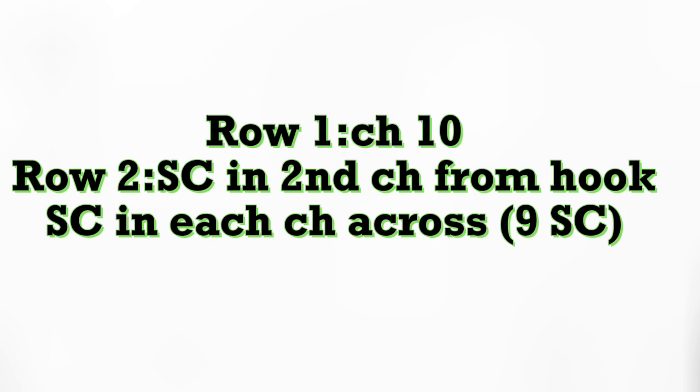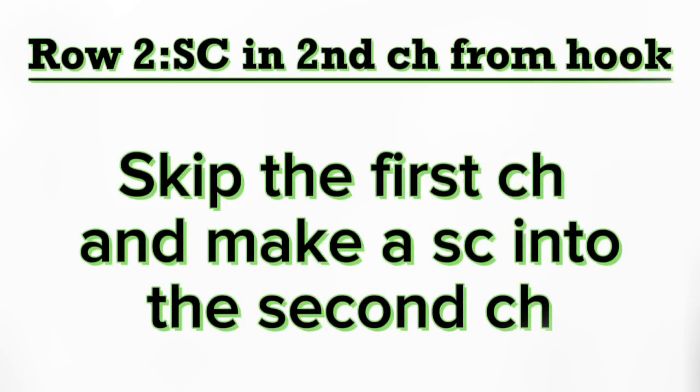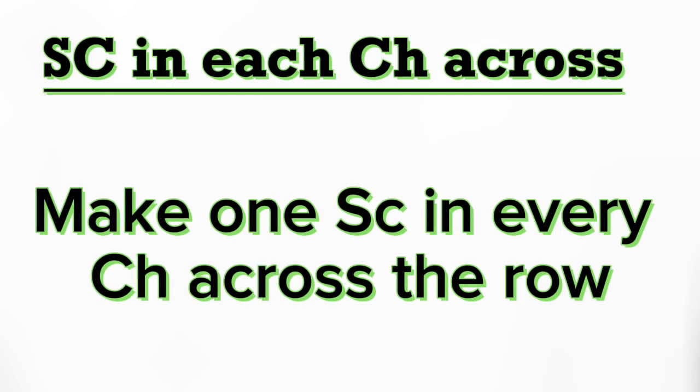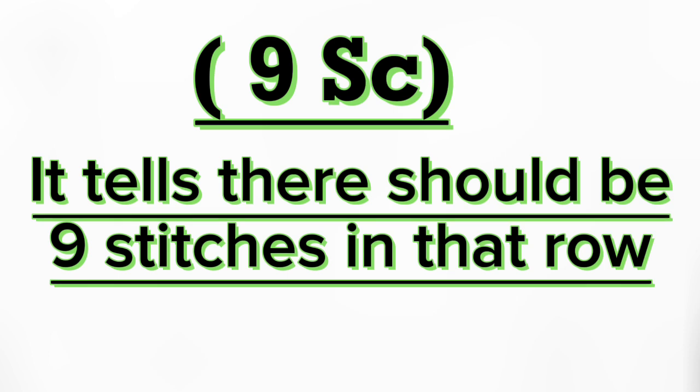I'm going to break it down. Row 1 chain 10 means make 10 chain stitches. Row 2, single crochet in second chain from hook. This means skip the first chain and make a single crochet into the second chain. Single crochet in each chain across. This tells you to make 1 single crochet in every chain across the row. And the last one, 9 single crochet in brackets. This is a checkpoint. It tells you there should be 9 stitches in that row. That helps you know if you made a mistake. If you count and don't get a 9, something's off.